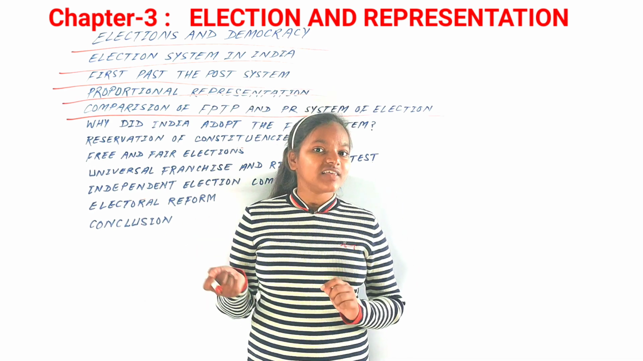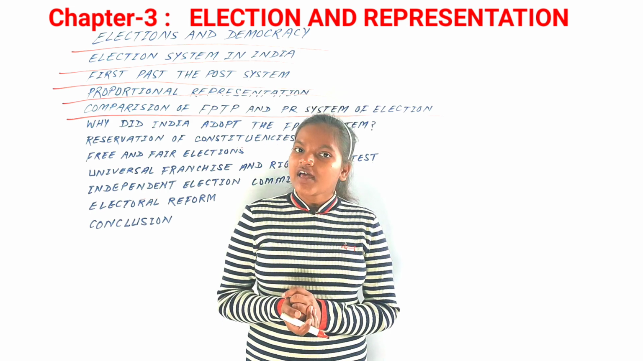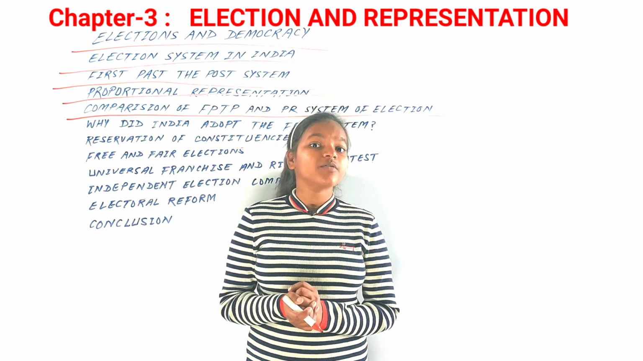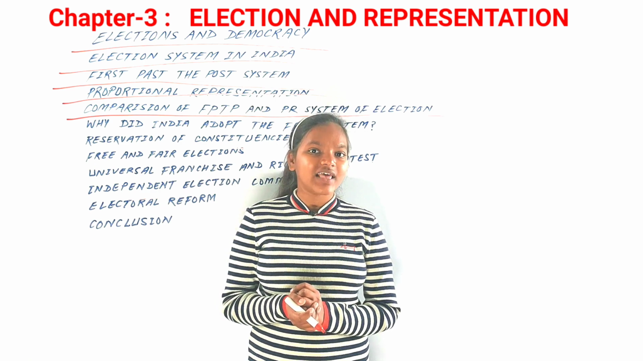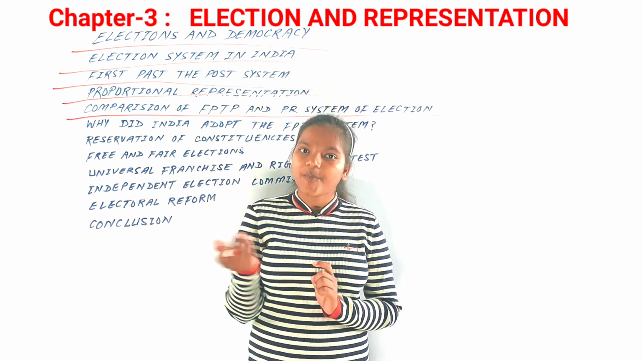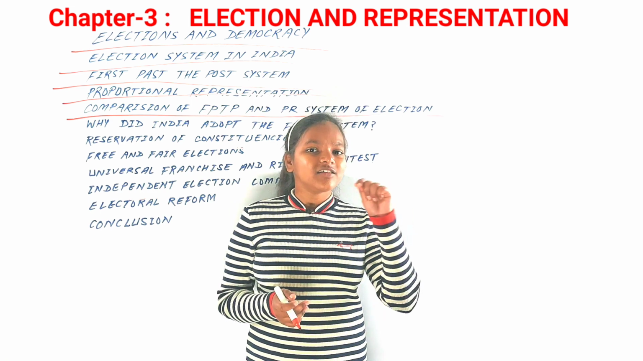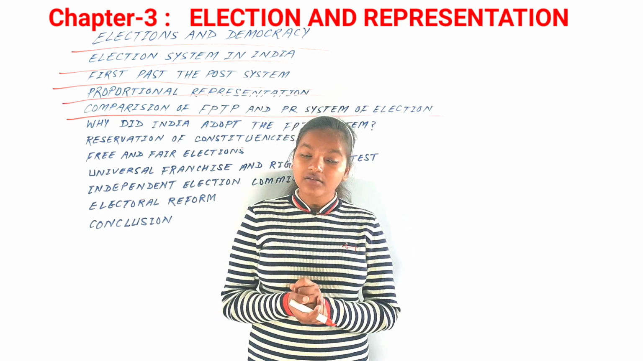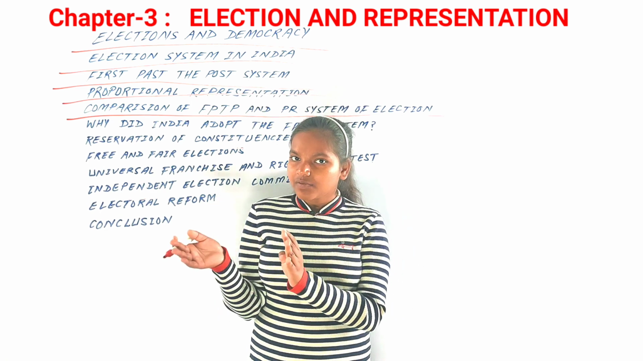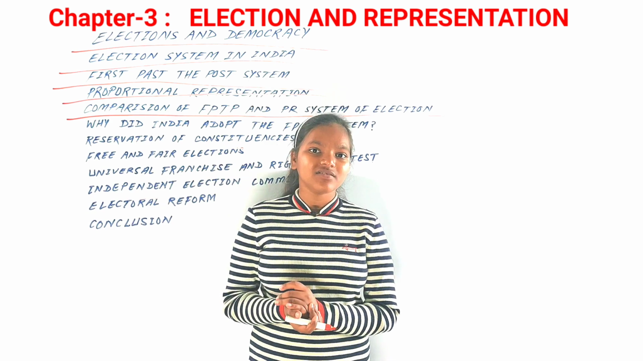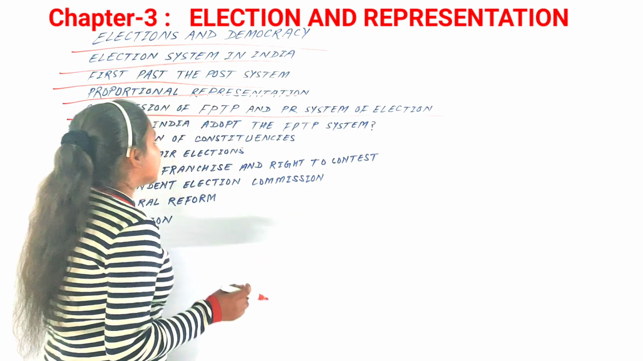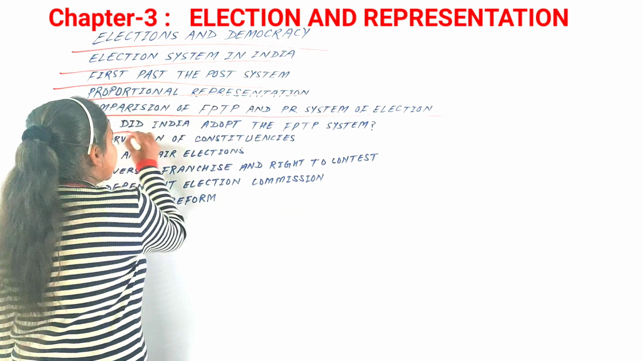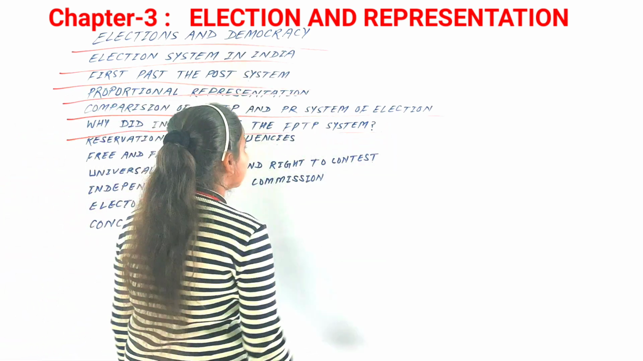Then we can see the examples as well. For the FPTP system, you have the example of India and the UK. For the PR system, you have the examples of the Netherlands or Portugal. So these are the different comparisons on different grounds for the FPTP and PR systems of elections. Now the next question that comes up is, why did India adopt the FPTP system?